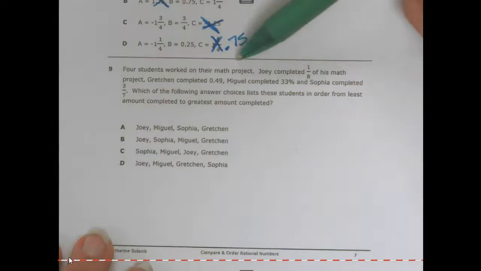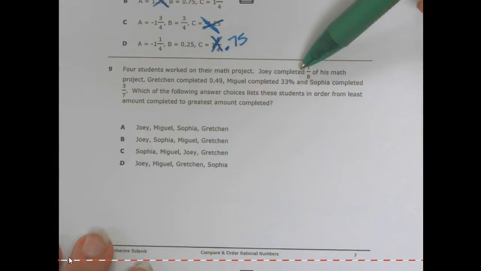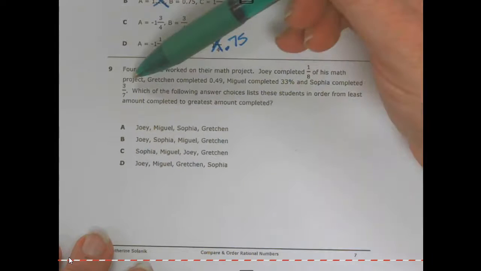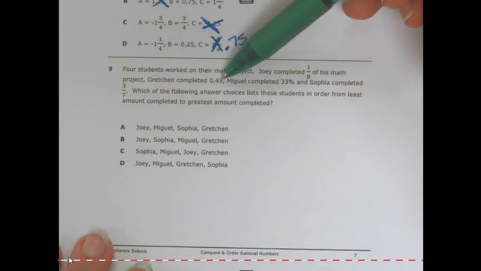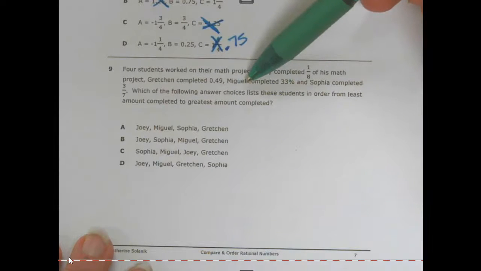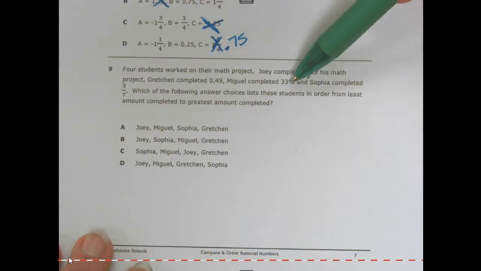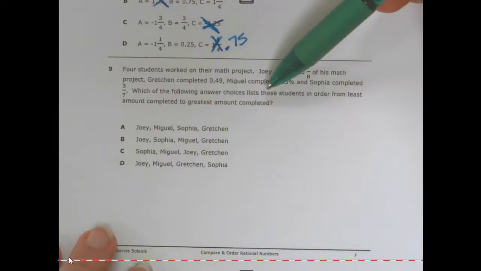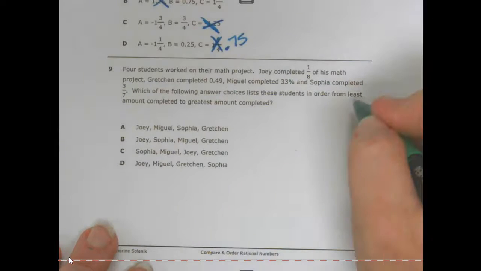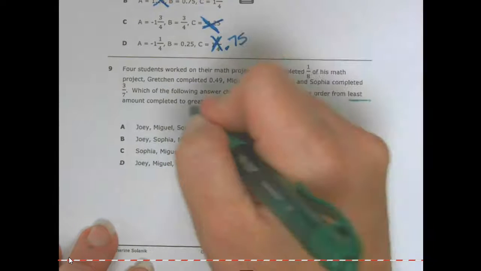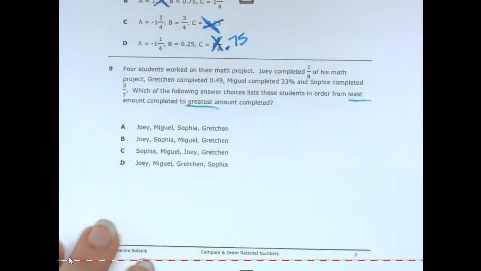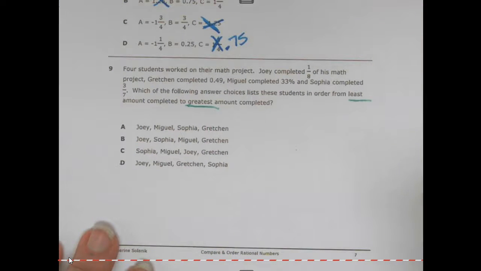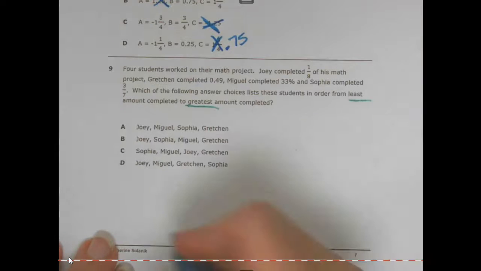4 students worked on their math project. Joey completed 1/8 of his math project. Gretchen completed 0.49. Miguel completed 33%, and Sophia completed 3/7. Which of the following choices list the students in order from least to greatest? So the easiest thing to do is put them all into a same form. So I'm going to put them all in decimal form.